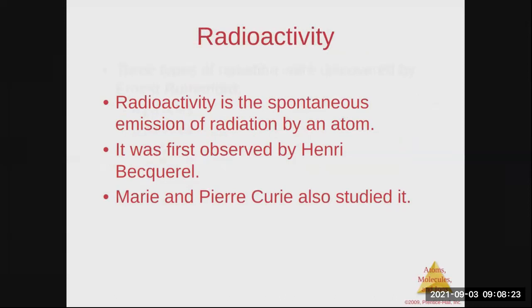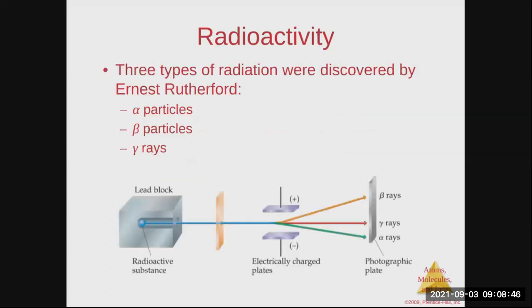And here we have the work of yet another scientist, Ernest Rutherford. Now he looked at radiation, and in his studies, what he did was he took a radioactive substance. Remember, I said that there are a number of substances that are naturally radioactive, and he put it into a lead block. Now, the beauty of a lead block is that lead essentially prevents radioactive materials from escaping.